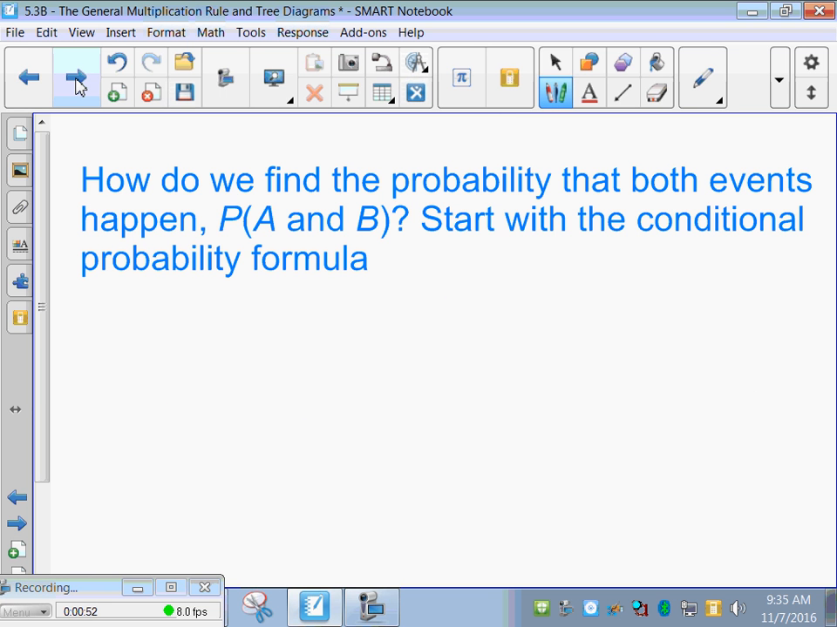Okay, how do we find the probability that both events happen, meaning the probability of A and B, if it's not given to us? We're going to start with the conditional probability formula. So this conditional probability formula, you guys, is on the exam. It's given to you, okay? And this is one that you should memorize and love and learn, and we just did it last Friday.